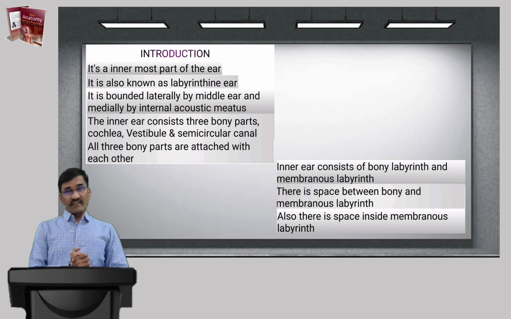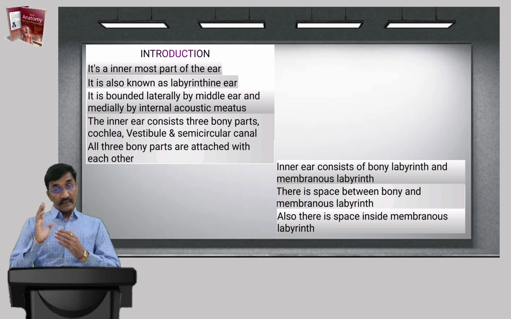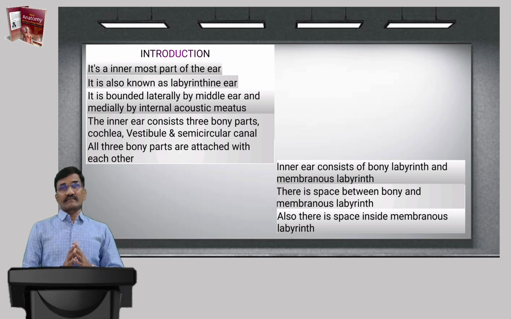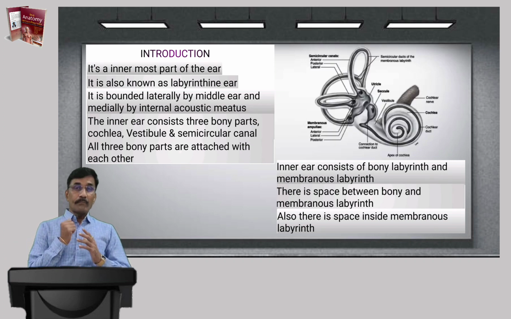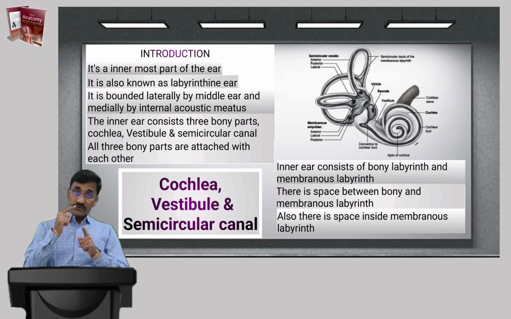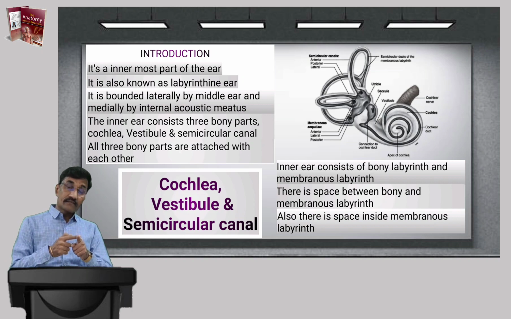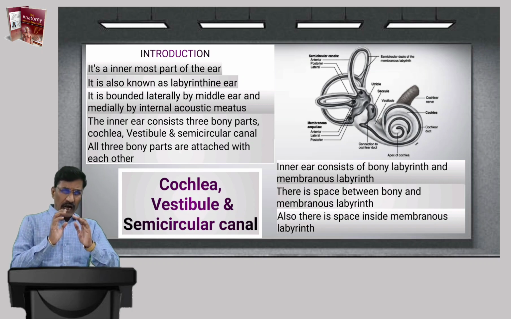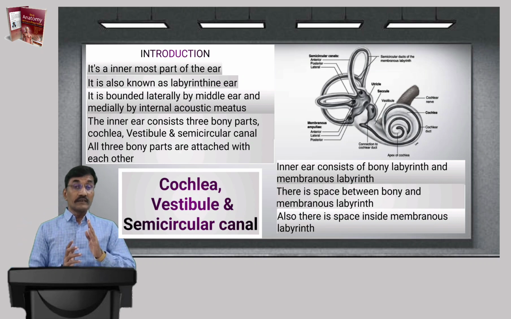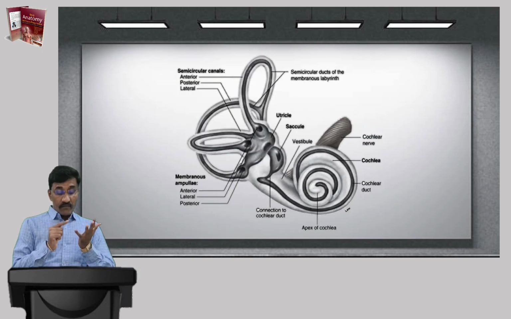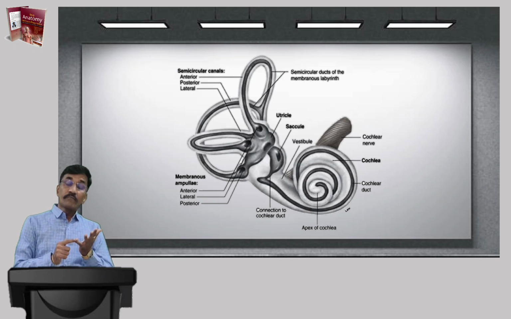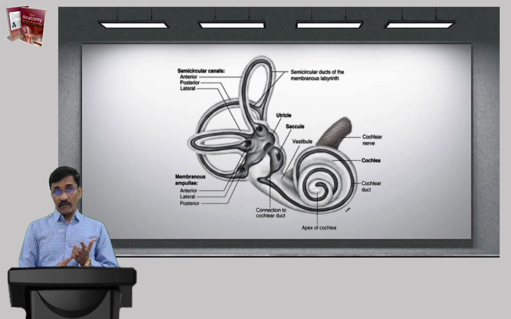Now this inner ear consists of parts, like the middle ear. We know that the middle ear has 3 ossicles in it. In the same sense, the inner ear consists of 3 parts. One part, toward the anterior, is the cochlea. Second, just behind that, is the vestibule, and third, which is posterior and a little upper, a half circular part, is the semicircular canal. So these are the 3 parts of the inner ear: cochlea, vestibule, and semicircular canal.